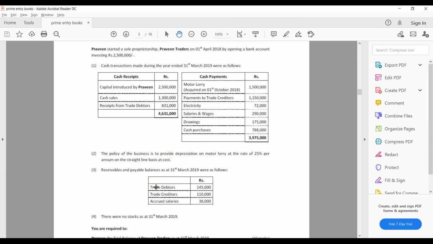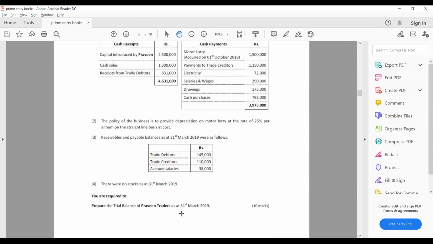Receivables and payable balances are given: trade debtors, trade creditors, accrued salaries. There was no stock as at 31st March 2019. Prepare the trial balance. Right. So in the book, write the heading. Preparation of trial balance. Annum means 1 year, yes. Write the heading: preparation of trial balance.